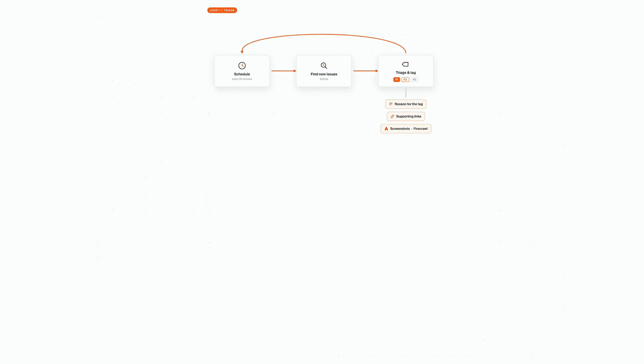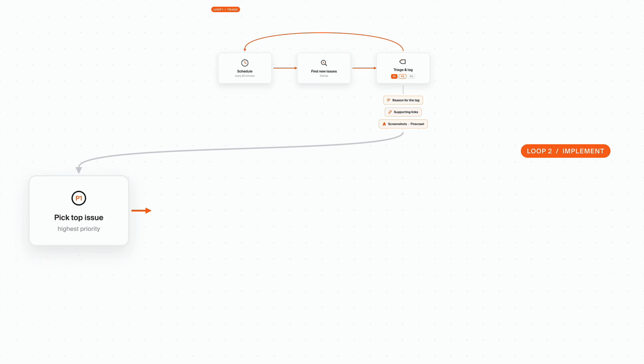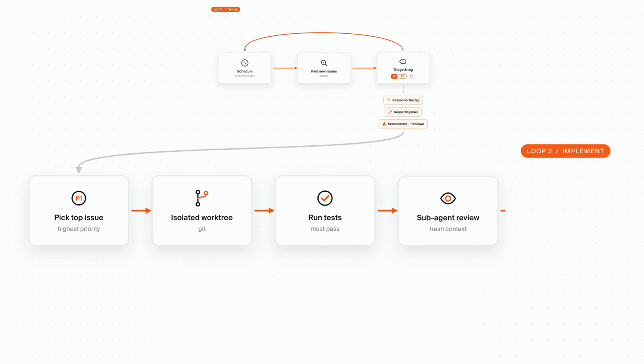Or we could expand the process even more by adding a second loop with its own skill that first picks the highest priority issue, works on it in an isolated work tree, and then when it's done, it runs tests, makes sure they pass, and then gets a sub-agent to review the code before creating a PR.